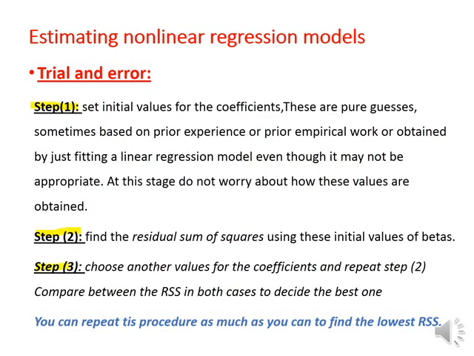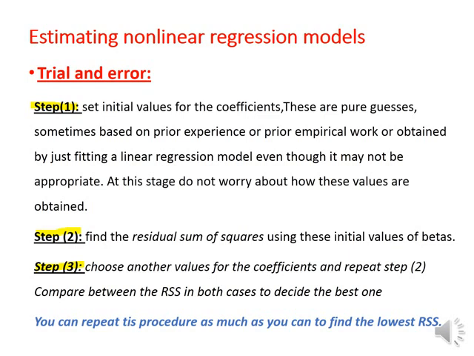And then in step number 3, try other values for beta naught hat and beta 1 hat. In the first step, you tried 0.1 and 0.2; now try 0.3 and 0.4, or 0.6 and 0.5, any two values for beta naught hat and beta 1 hat. And then again, find the residual sum of squares and compare between these residual sums of squares. Of course, you know that we are searching for the least residual sum of squares, so simply you will pick the values that give you the least sum of squared residuals.